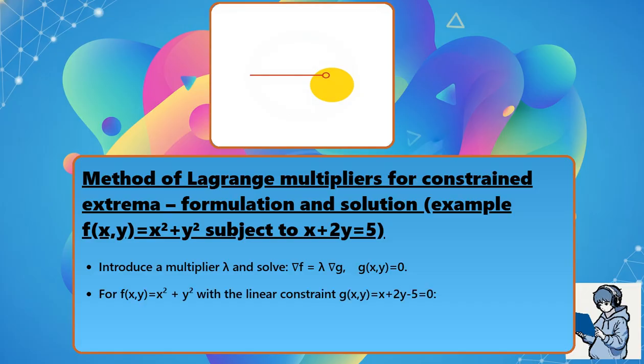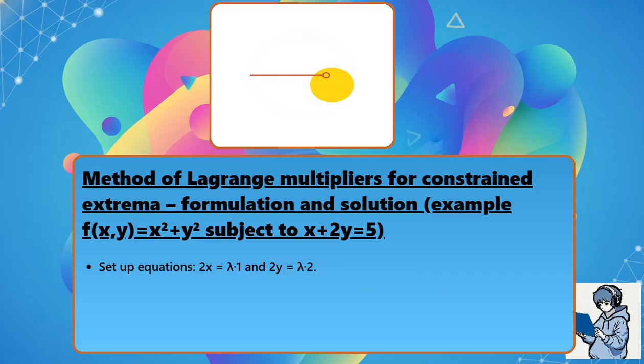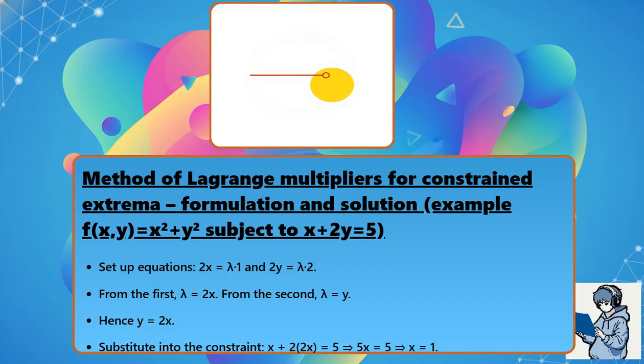For f of x, y equals x squared plus y squared, with the linear constraint g of x, y equals x plus 2y minus 5 equals 0, nabla f equals 2x, 2y, and nabla g equals 1, 2. Set up equations: 2x equals lambda times 1, and 2y equals lambda times 2. From the first, lambda equals 2x. From the second, lambda equals y. Hence y equals 2x. Substitute into the constraint.